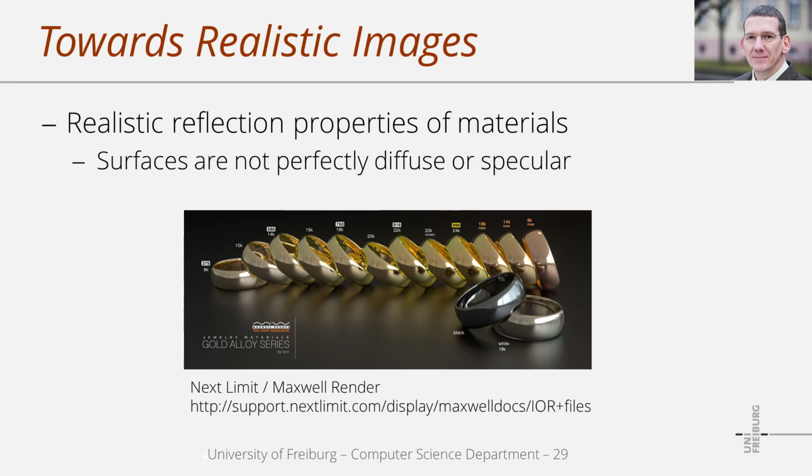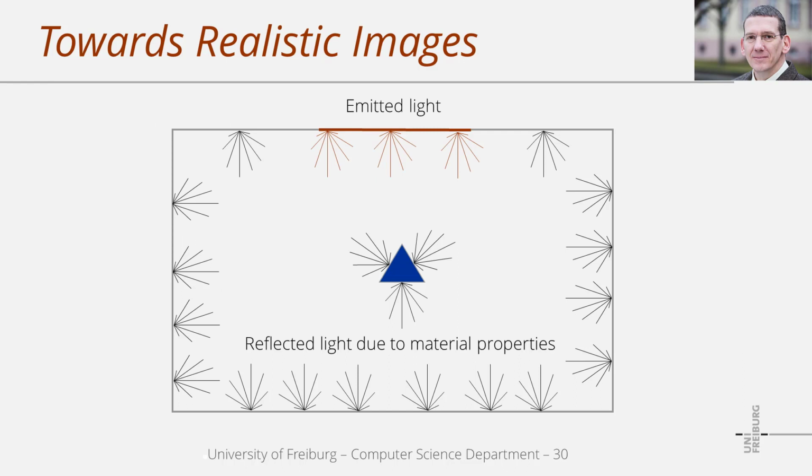The same argumentation holds for the parametrization of the reflection properties of the surfaces in a scene. Only if the material properties are adequately represented, then we have the chance to get realistic looking images. If the material setting is too simplistic, then the image will never look realistic. If the parametrization is adequate, then we have the basis to generate realistic images.